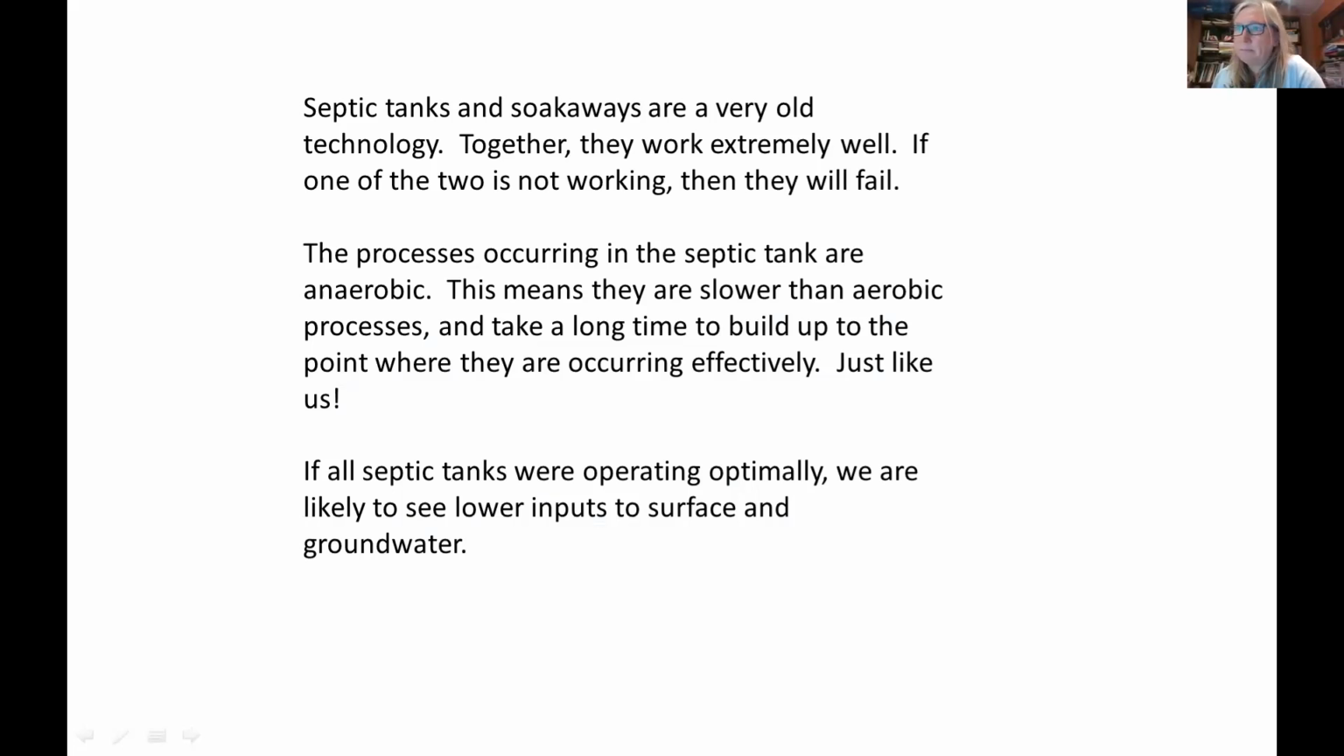As long as everything's working well, then there's no problem. So if all septic tanks were operating optimally, we would be likely to see lower inputs to surface and to groundwater. And realistically, we are in a village where probably a majority of us have septic tanks and soakaways, and ideally we would make those work better rather than going over to much more expensive systems, which would be great ideally, but many of us can't afford.